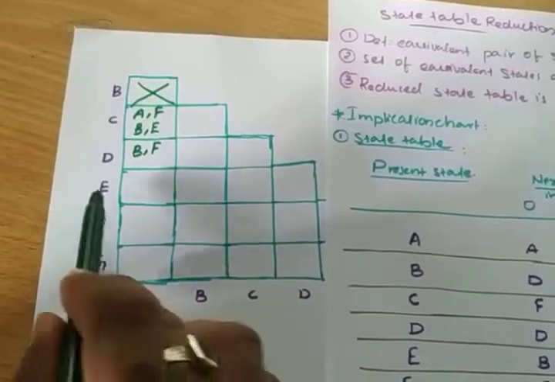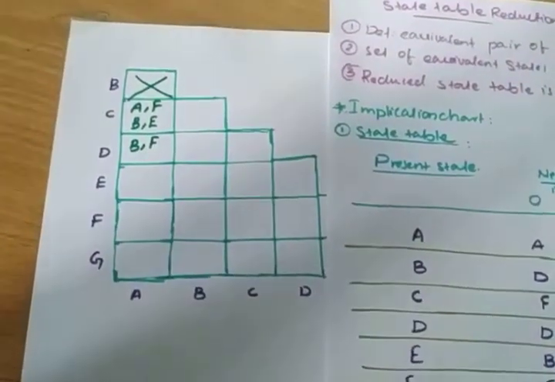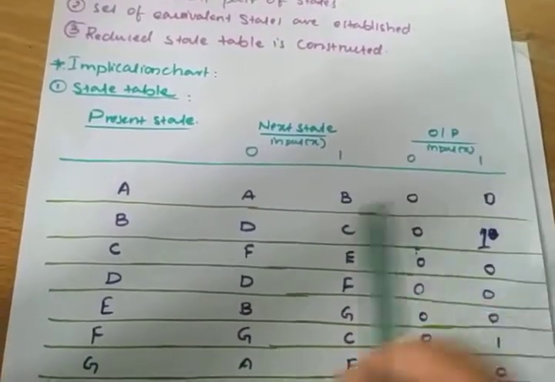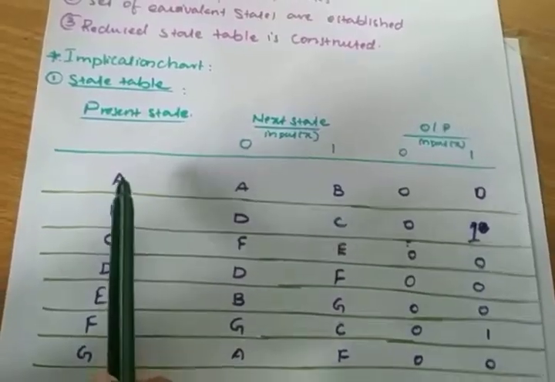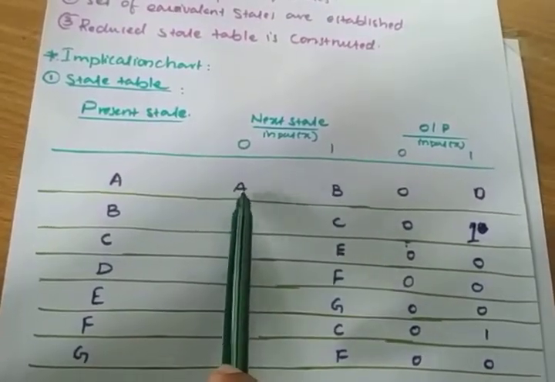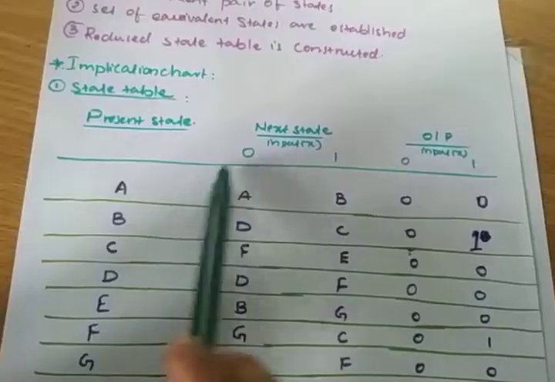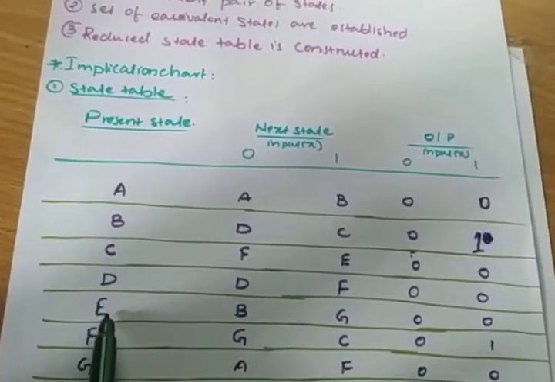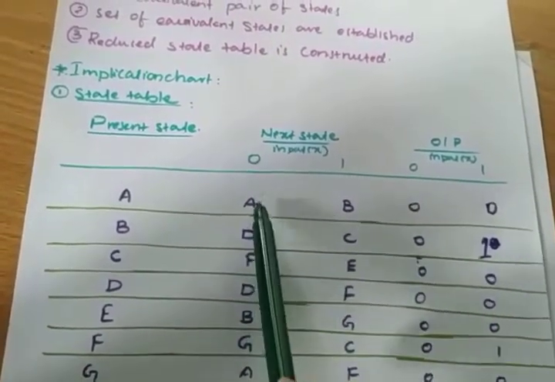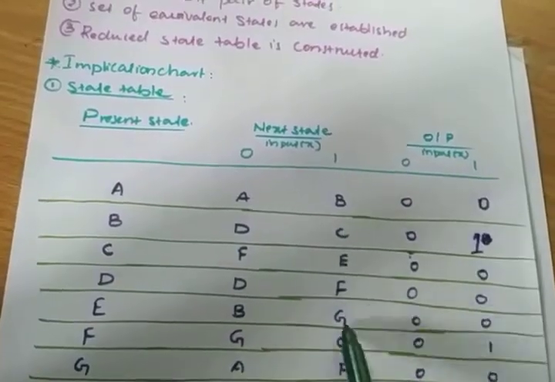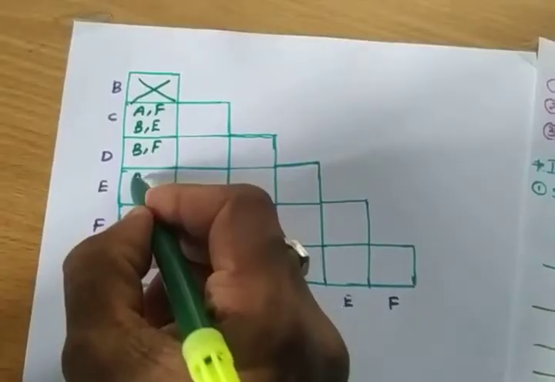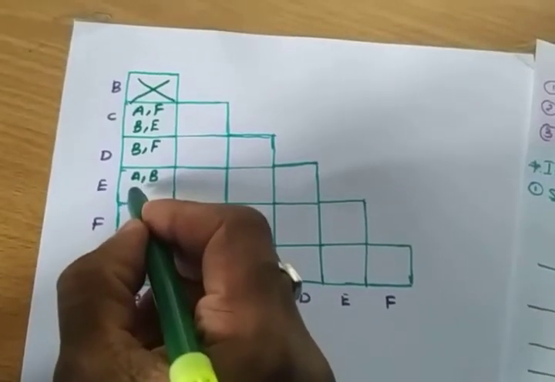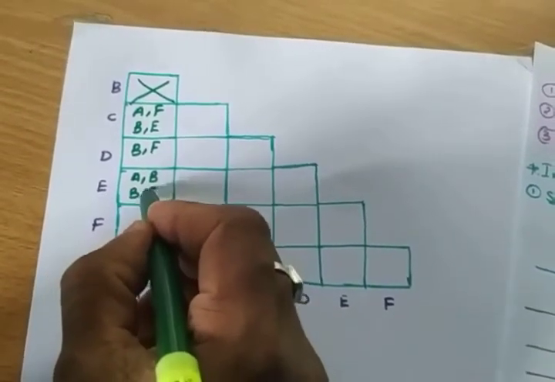Next we check for A and E. A output is 0 0, E output is 0 0, so the outputs are equal. Then we can check for the next state. For A, 0 input it is A, 1 input it is B. For E, 0 input is B, so we can write A comma B. For 1 we can write B comma G. Okay, so like that we have written. Here it is A comma B, and here it is B comma G.